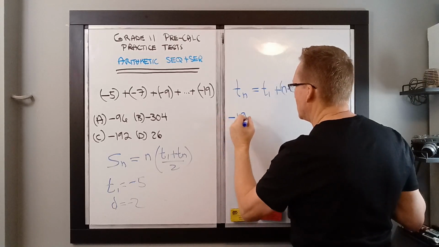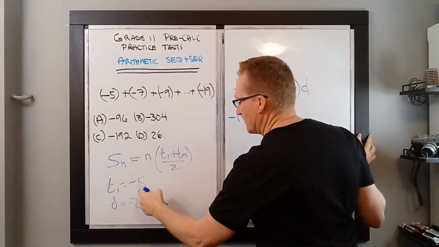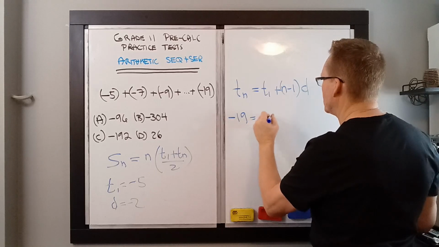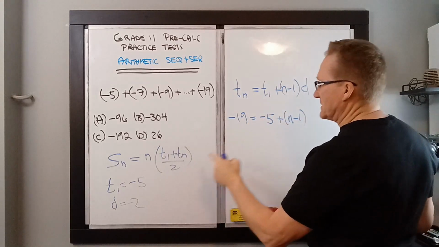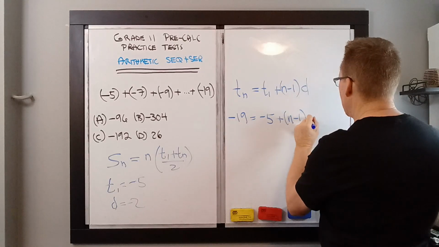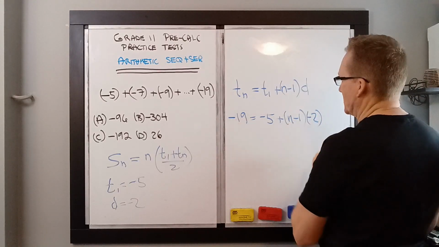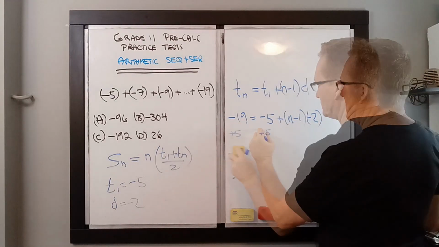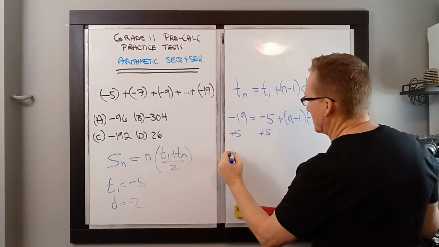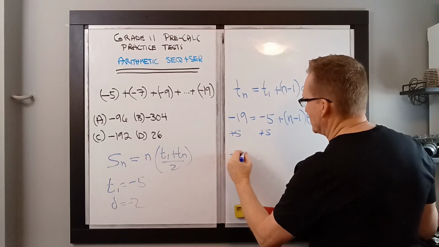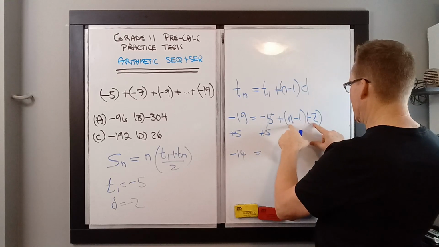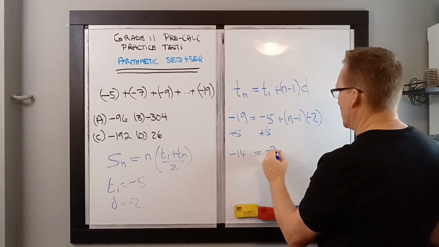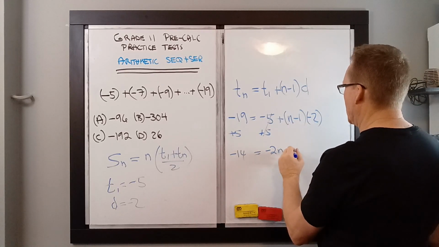So now we want minus 19. Minus 19 is equal to the first term, minus 5, plus what's the value of n? We don't know. And what's the value of d? Minus 2. Remember, putting brackets in so we don't lose track. Now let's do all the mathematics. Add 5 to both sides, and we're left with minus 14 on this side. This cancels. Is equal to this times this, minus 2n. This times this, plus 2.